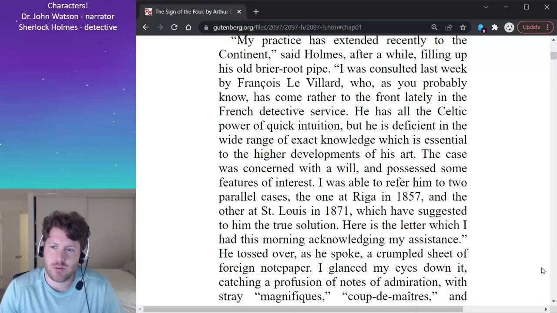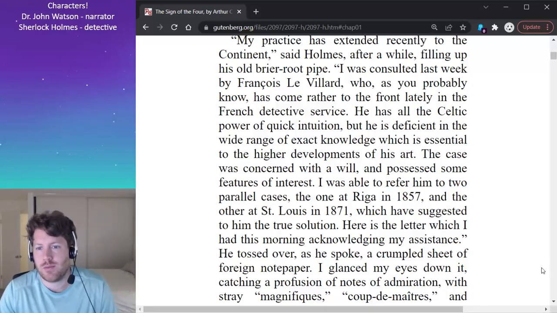The case was concerned with a will, and possessed some measures of interest. I was able to refer him to two parallel cases, the one at Riga in 1857 and the other at St. Louis in 1871, which have suggested to him the true solution. Here's a letter which I had this morning acknowledging my assistance.